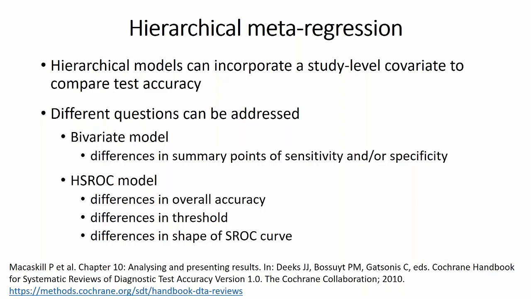Now, depending on the model, we can address different questions. If it's the bivariate model, we can look at differences in summary points of sensitivity and specificity. And I'll show you the model specification for that. For the HSROC model, we can look at differences in overall accuracy, in threshold, and in the shape of the summary ROC curve. So really, what we can do with meta-regression depends on the parameters of the model.